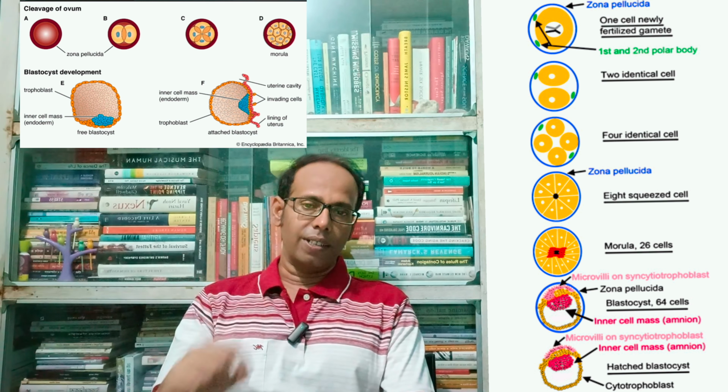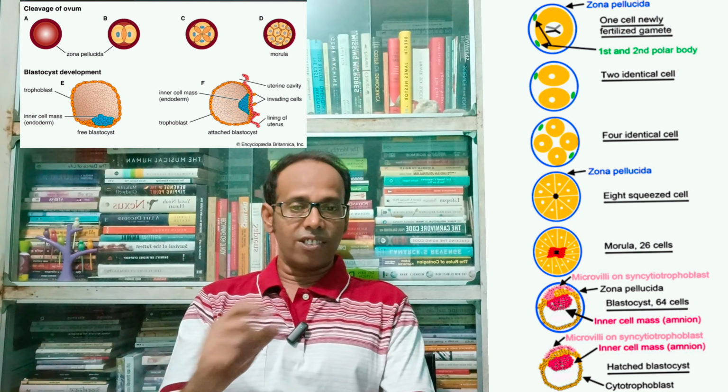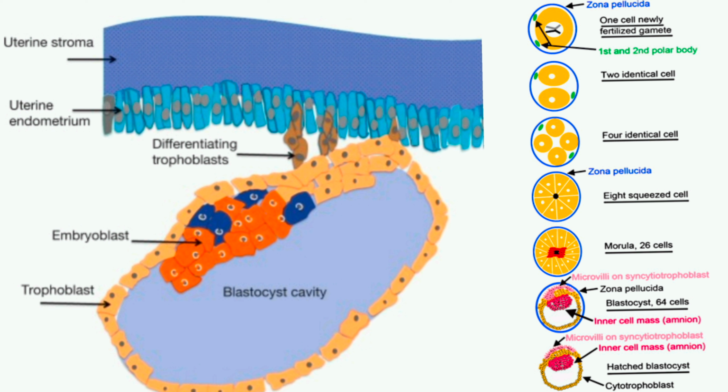Around the 7th day, the blastula attaches to the endometrial lining of the uterus. This marks the beginning of implantation. After the blastula attaches to the uterine wall, the trophoblast differentiates into two layers: syncytiotrophoblast, the outer layer, which is multinucleated and helps in embedding the embryo into the uterine wall.